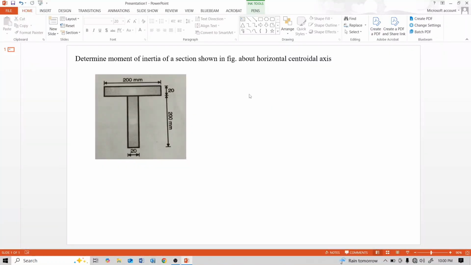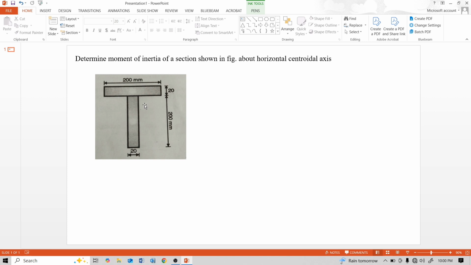Today's topic is numerical on moment of inertia. This is the fourth numerical on moment of inertia. The problem is to determine the moment of inertia of the section shown in the figure about the horizontal centroidal axis. See this T section.